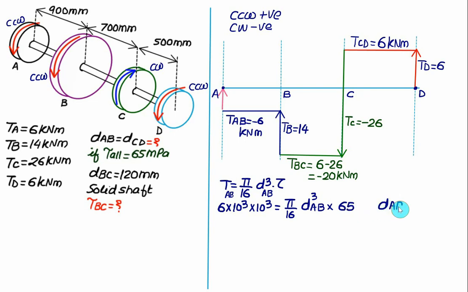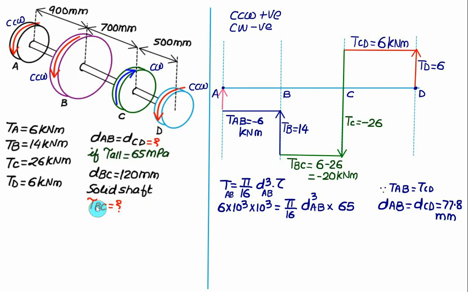He says the diameter AB is the same as the diameter CD. That is correct also because the torque in AB is the same as the torque in CD. So we will get this diameter close to 77.8 mm.